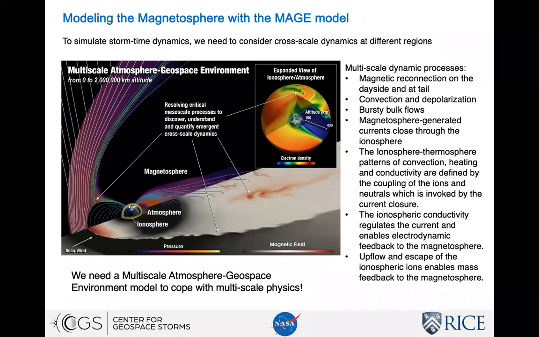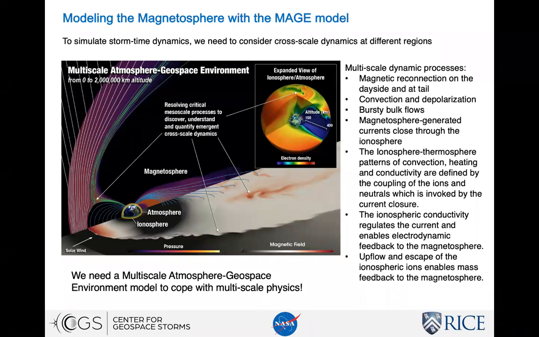So during the storm, there are important multi-scale dynamic processes we need to capture. For example, the magnetic reconnection on the dayside and at the tail, the convection and the dipolarization, the bursty bulk flows, and magnetosphere-generated currents and their closure through the ionosphere. And also the ionosphere-thermosphere patterns of convection, heating, and conductivity, which are controlled by the coupling of ions and neutrals invoked by the current closure.